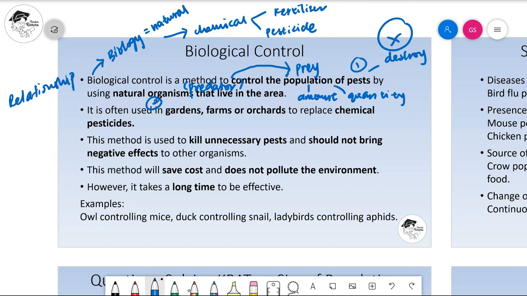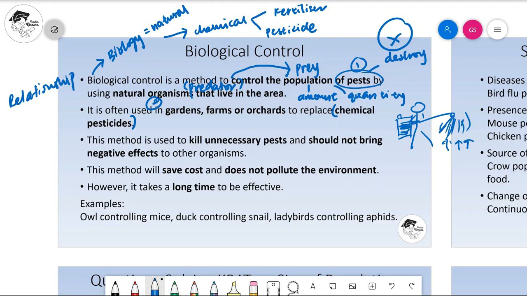You will use this method to replace chemical pesticide. This is the one that you will be able to see in the picture, where these farmers will tie a big tank of pesticide behind their back. They will bring a sprayer, go and spray the pesticide on the crops, on their paddy or whatever. And this pesticide is going to harm, if you realize, not just the pest, but other things as well.